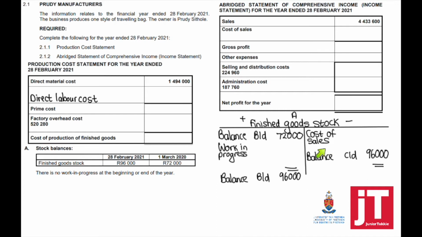So we still have 2 unknowns. We don't know what the work in progress is, so we cannot calculate the cost of sales. They provided us with the sales, but they did not provide us with a markup percentage, which we can use to work out the cost of sales. So just make sure that you show your calculations in brackets. The opening balance is always added and the closing balance will always be subtracted.